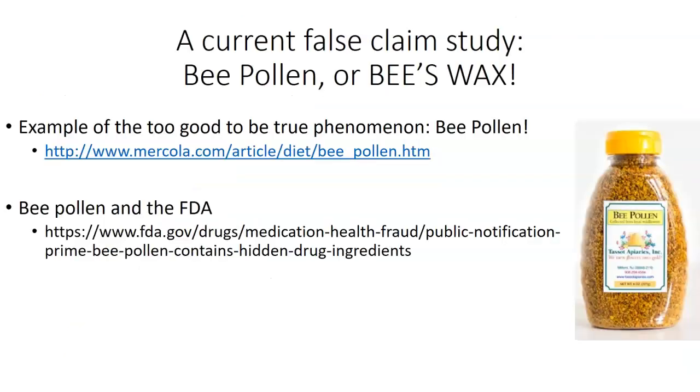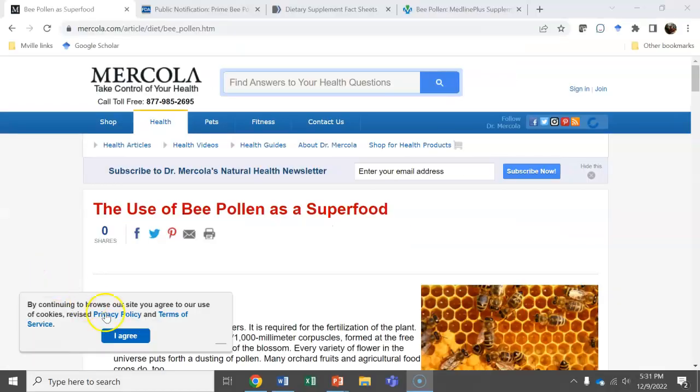So let's actually take a look at one product that we know is following pseudoscience, and this would be bee pollen, or as I like to call it, beeswax, which is an old way that we used to say when something was false. The top article here we're going to look at in a second is from Mercola, and this company is trying to sell you bee pollen. After we take a look at that, we're going to look at the FDA and what they say about bee pollen and the problems associated with it if you do take it.